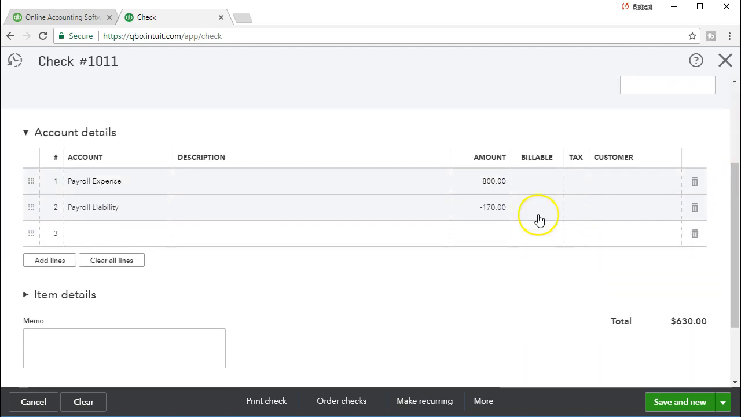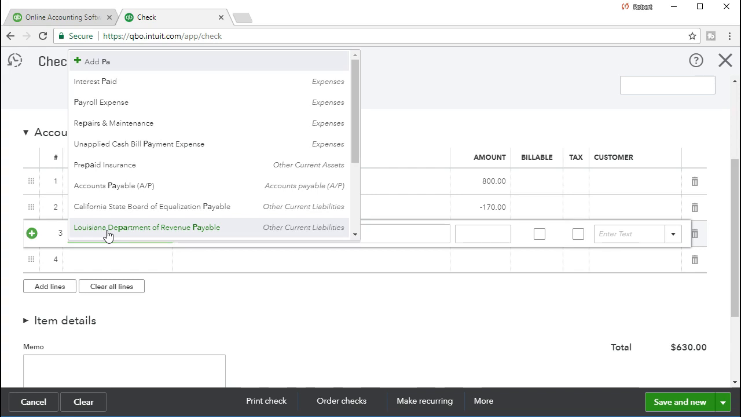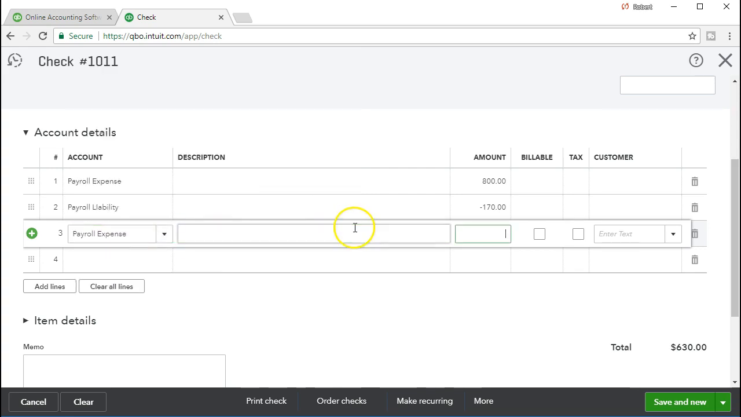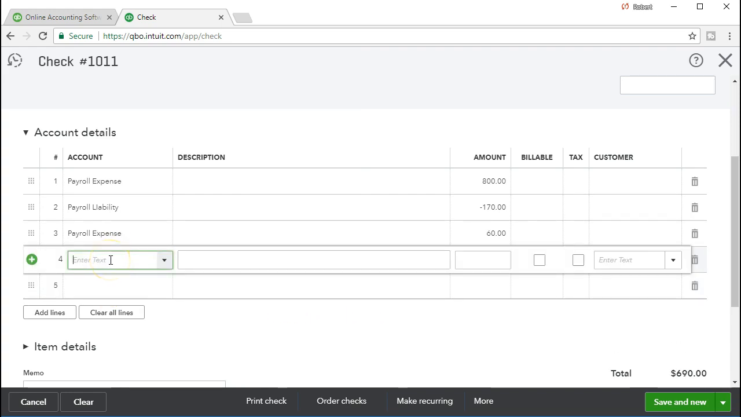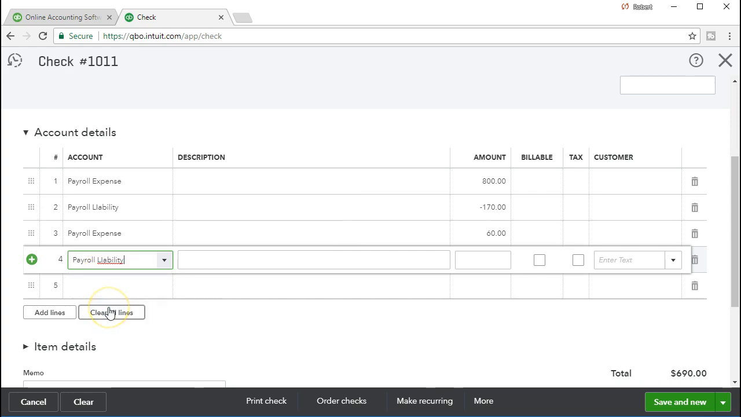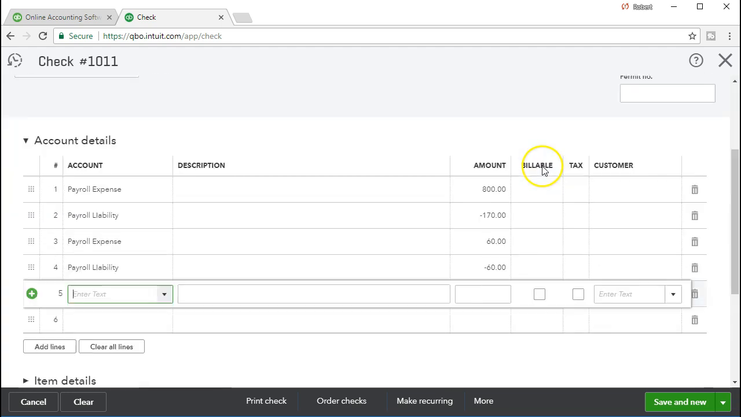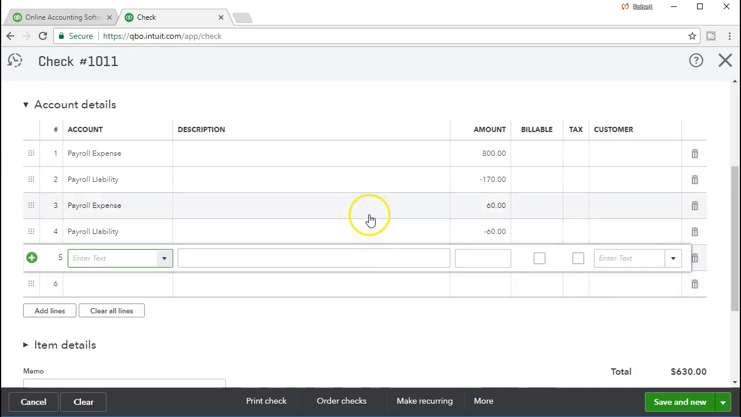Now we're going to try to enter the employer portion into the same section, which is the fact that we have another payroll expense, and that's going to be for 60. And then we have the other side, which is going to be payroll liability. And that's going to be for a negative 60. And that should have no impact on the total amount here, which is still 630, but will record in essence a journal entry increasing the expense and the liability for our portion of the payroll.